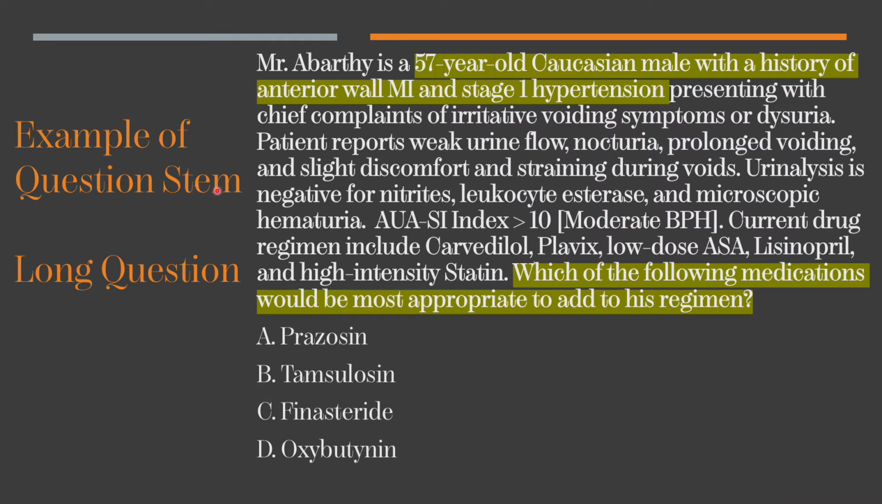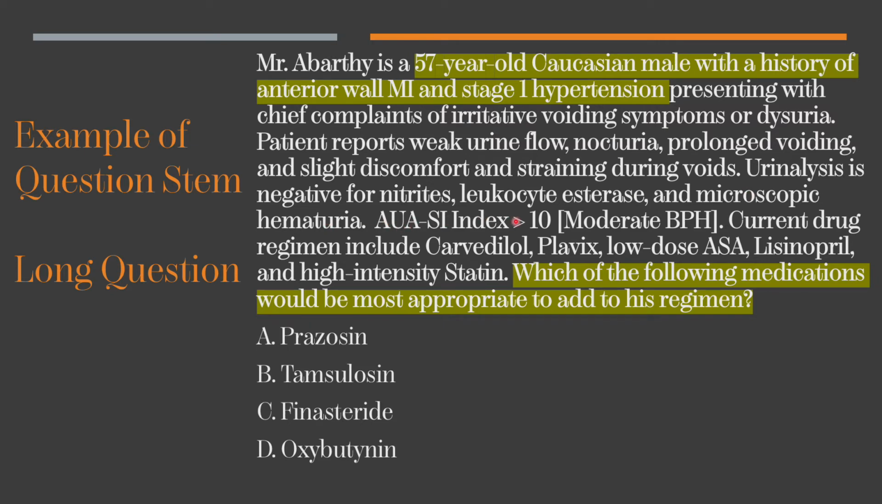Example of a question stem. This is a long question. Mr. Abathy is a 57-year-old Caucasian male with a history of anterior wall MI and stage 1 hypertension, presenting with chief complaints of irritative voiding symptoms or dysuria. Patient reports weak urine flow, nocturia, prolonged voiding, and slight discomfort and straining during voids. Urinalysis is negative for nitrites, leukocyte esterase, and microscopic hematuria.